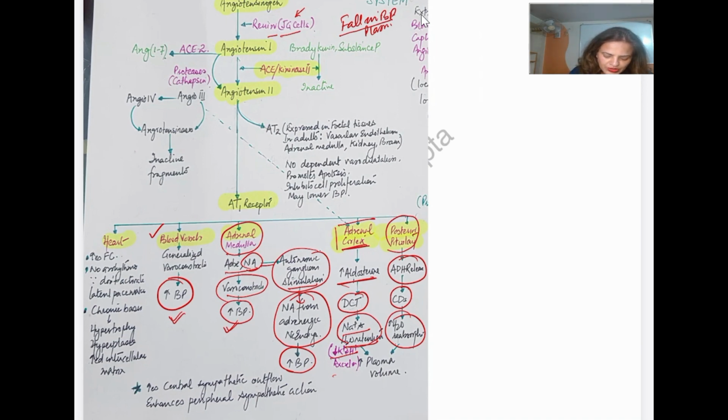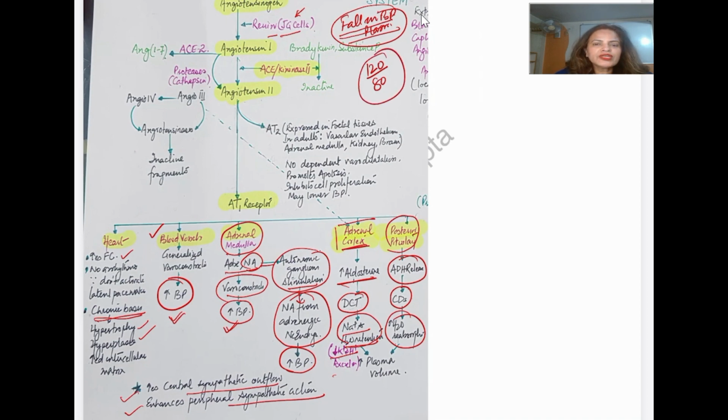On the heart, it increases the force of contraction, and on chronic action it causes hypertrophy, hyperplasia, and an increase in extracellular matrix. This drug also increases the sympathetic outflow or sympathetic action by acting both centrally as well as peripherally. Now, this system is switched on whenever there is a fall in blood pressure, whenever the person's BP falls below 120 systolic and below 80 diastolic. Then this system gets activated, and the person restores normal pressure.